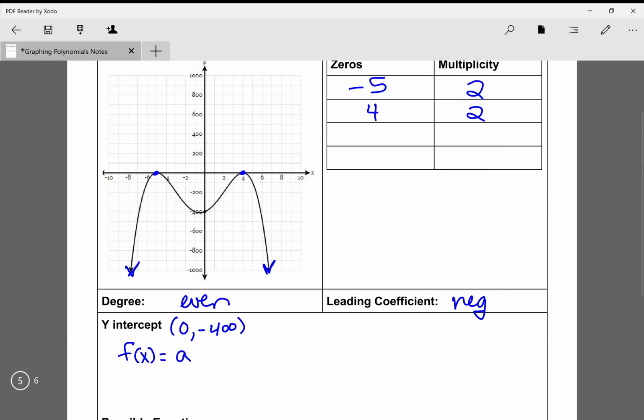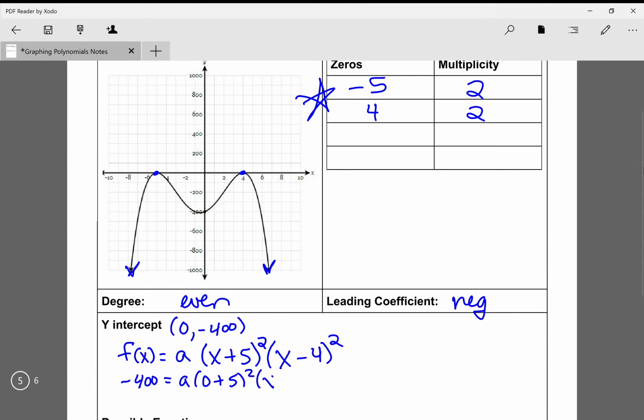f of x equals a, we're going to solve for a. Go back to your zeros. x plus 5, multiplicity 2, times x minus 4 squared. And let's solve for a. So -400 equals a times 0 plus 5 squared times 0 minus 4 squared. So -400 equals a times 25 times 16.